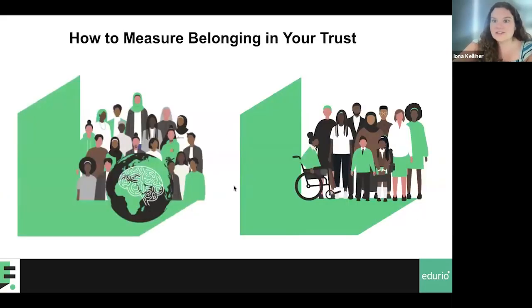I'm going to start by handing over to Hannah. Hannah's done loads of work with trusts across England on belonging more broadly, but also how to measure it. You need to know where you are now in order to know where you need to go next. So Hannah, over to you. Thank you, Iona. You can click onto the next slide for me.